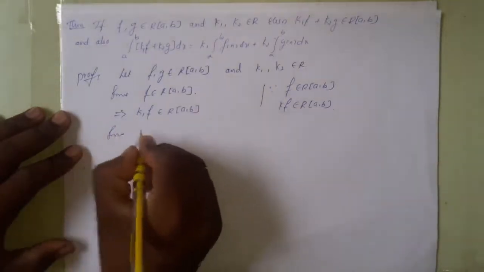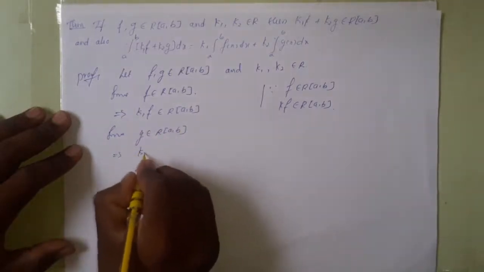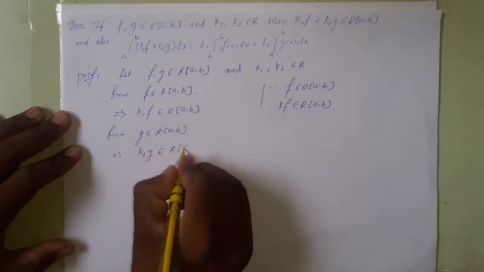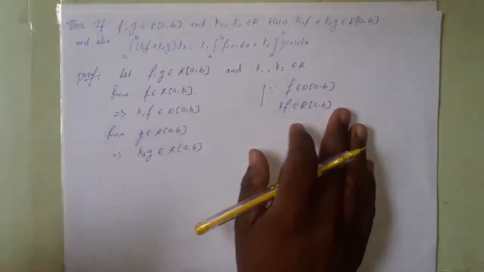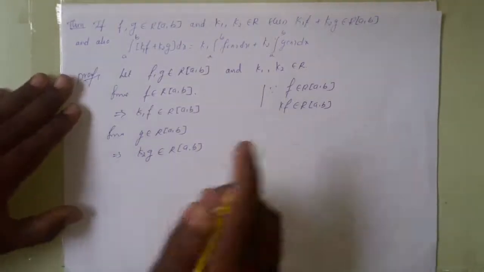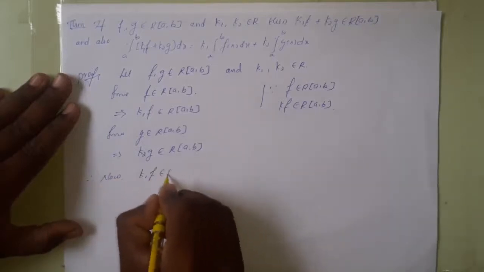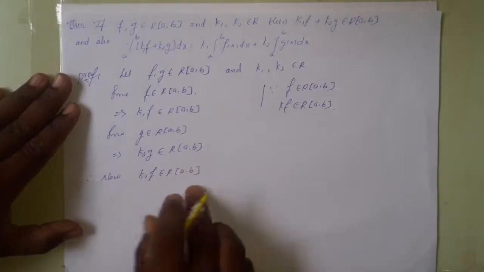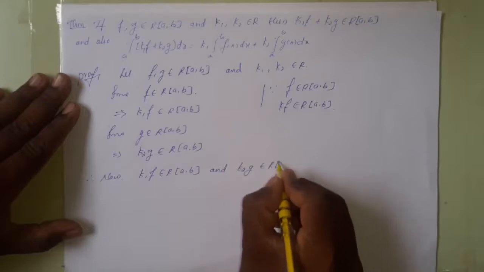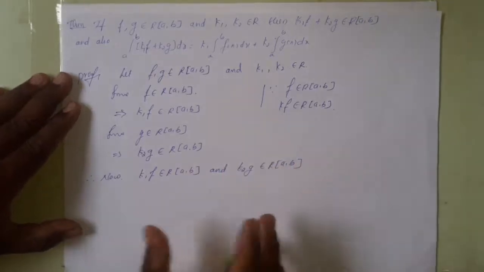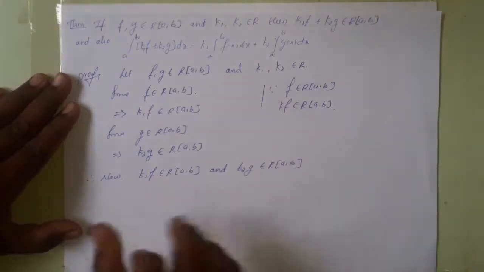And similarly, since g belongs to R[a,b], it implies k2 g is also a Riemann integrable function by using the same condition. So, therefore, now we got that k1 times f is a Riemann integrable function and k2 times g is also a Riemann integrable function. Here k1 f and k2 g, these two are Riemann integrable functions.